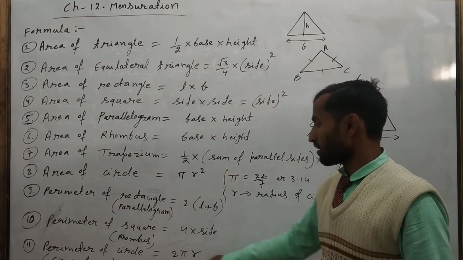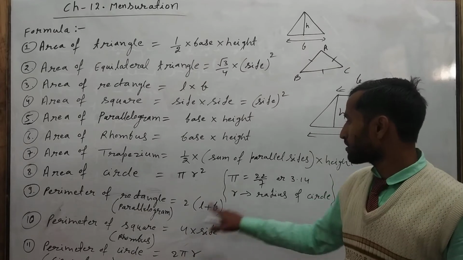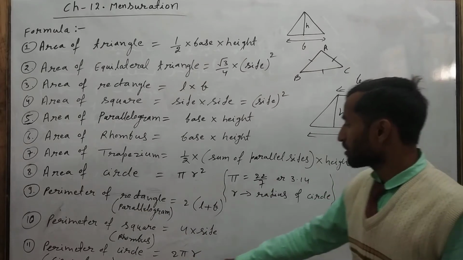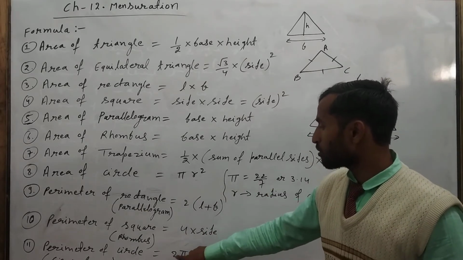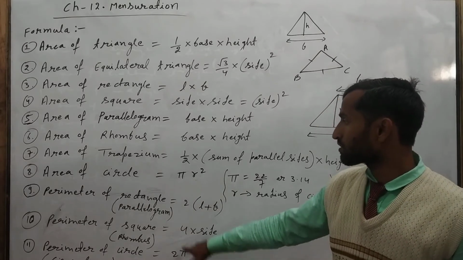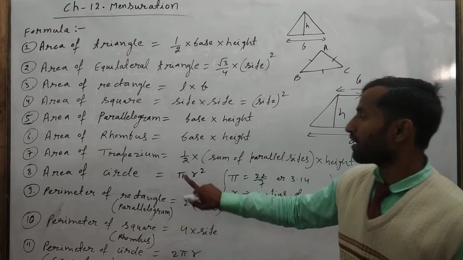That is 2 pi r. This is the formula. Okay. Pi means again this value and r means radius. So these all are multiplied: 2 into pi into radius. Here also, area of circle is pi into r square.